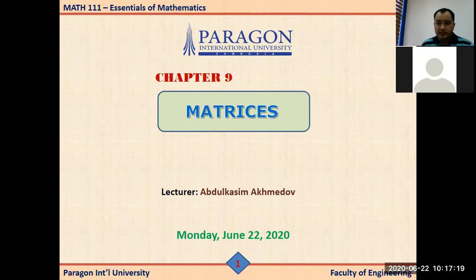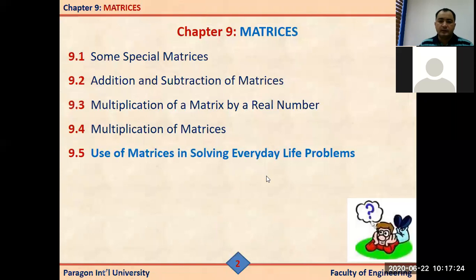Okay, guys, let's continue. We were talking about matrices. In this chapter, we have already covered some special matrices: equal matrices, row matrices, column matrices, and square matrices. After that, we studied how to add and subtract two matrices, then multiplication of a matrix by a real number. And the last time we practiced multiplication of matrices.